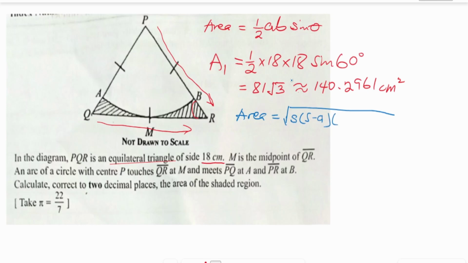Don't forget, we can also use the formula area equals the square root of s times (s minus a) times (s minus b) times (s minus c), where s equals (a plus b plus c) all over 2, and a, b, c are the sides of the triangle. We can also use that and we'll get the same thing. In fact, that is the formula I would have used if I didn't know any of the angles to calculate the area. So you can use that as well. Now that we have area 1, which is the area of the triangle, let me write that here.